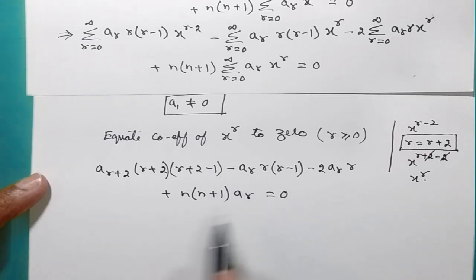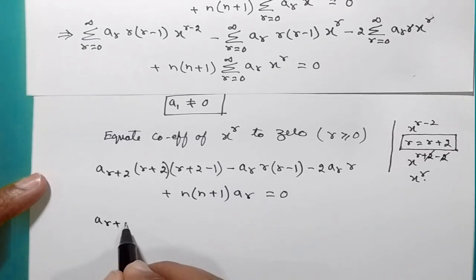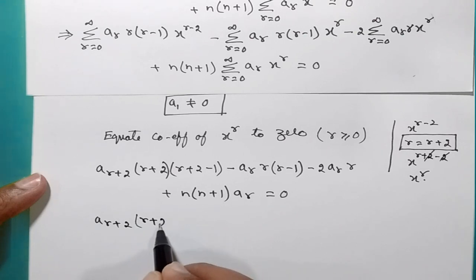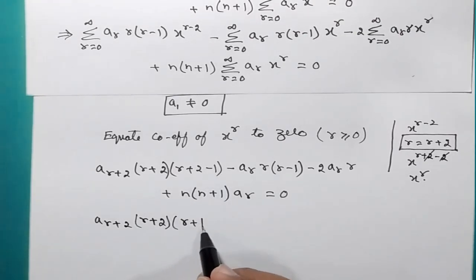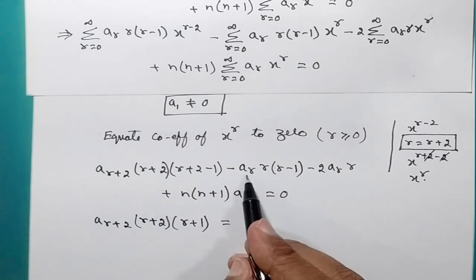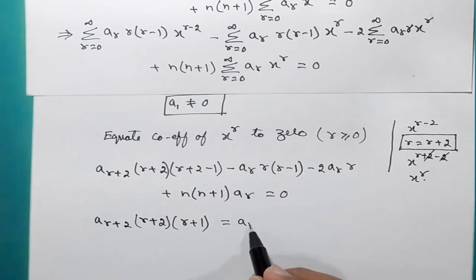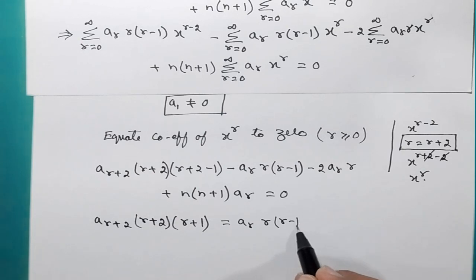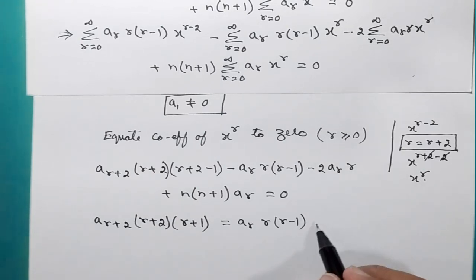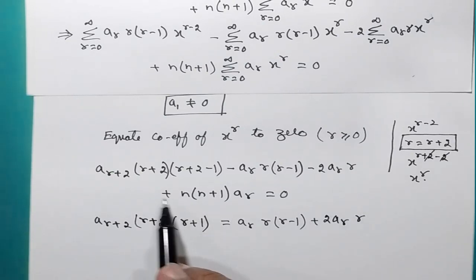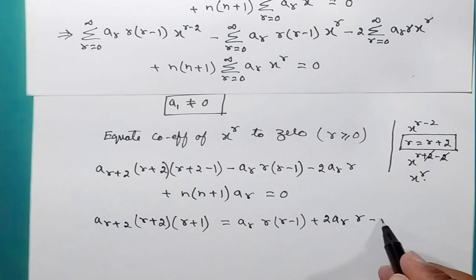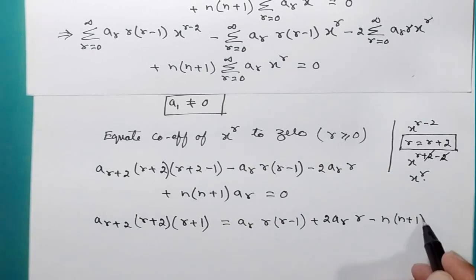I want the value of a_(r+2) over here, so you take the second, third and fourth terms to the right hand side. So you'll be getting a_(r+2) into (r plus 2) into (r plus 2 minus 1, which becomes plus 1) is equal to, the negative sign becomes positive, a_r into r into (r minus 1). This negative goes to the other side and becomes positive, plus 2 a_r into r. And this positive goes to the other side and becomes negative, minus n into (n plus 1) into a_r.